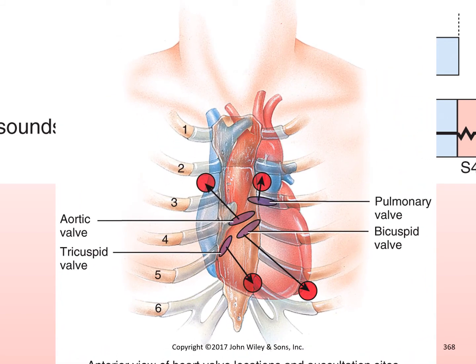And these are the listening posts. You'll notice that the mitral listening post is over here, the aortic listening post is over here, and then the pulmonic listening post is over here, and the tricuspid listening post is right about here. That's the best place to hear the valves if they're making a noise.